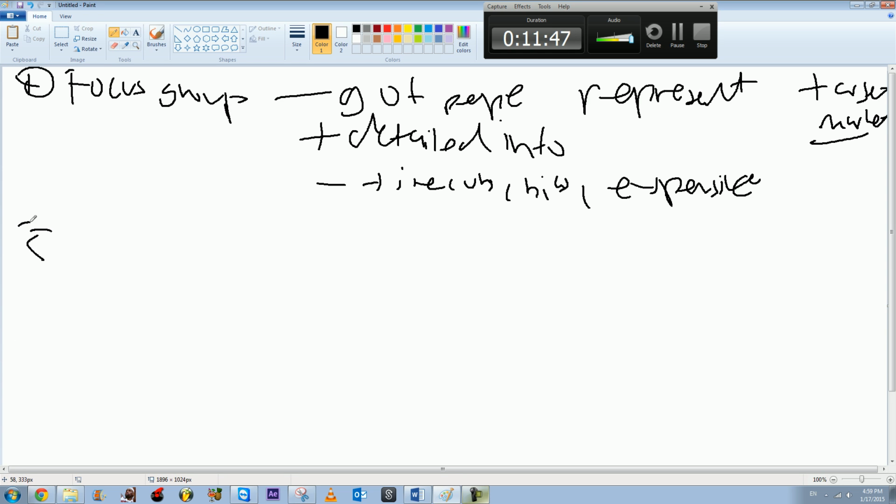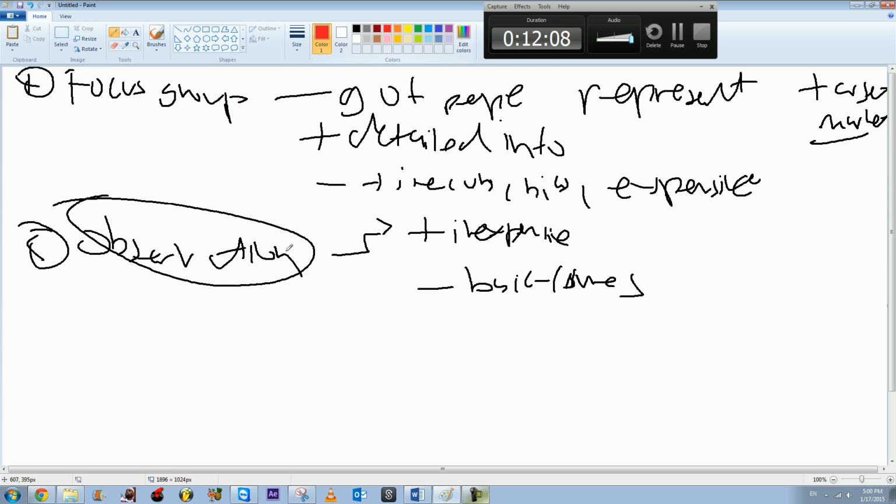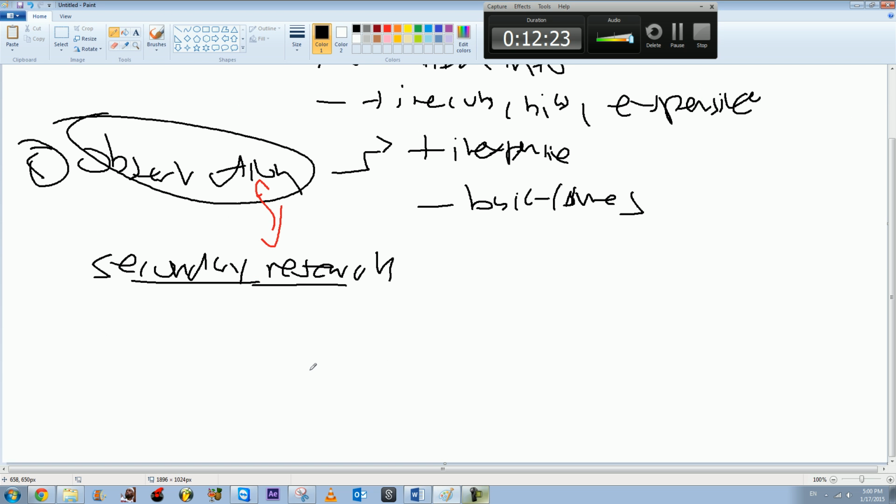And the fifth one is observation, and this could be recording, watching. And unlike the other four, this one is inexpensive. However, it's basic figures and not in depth. And since it's inexpensive, secondary research is also inexpensive. So secondary research is basically information that has already been collected and available to use.